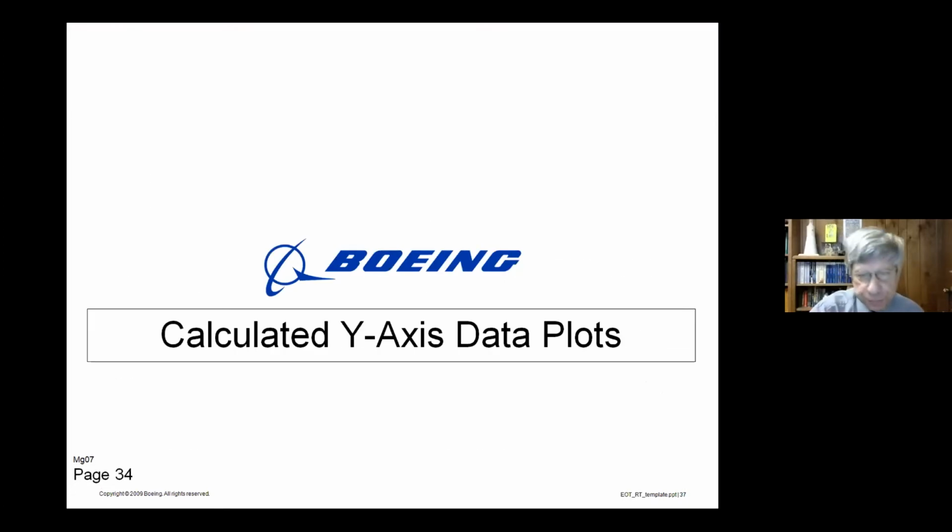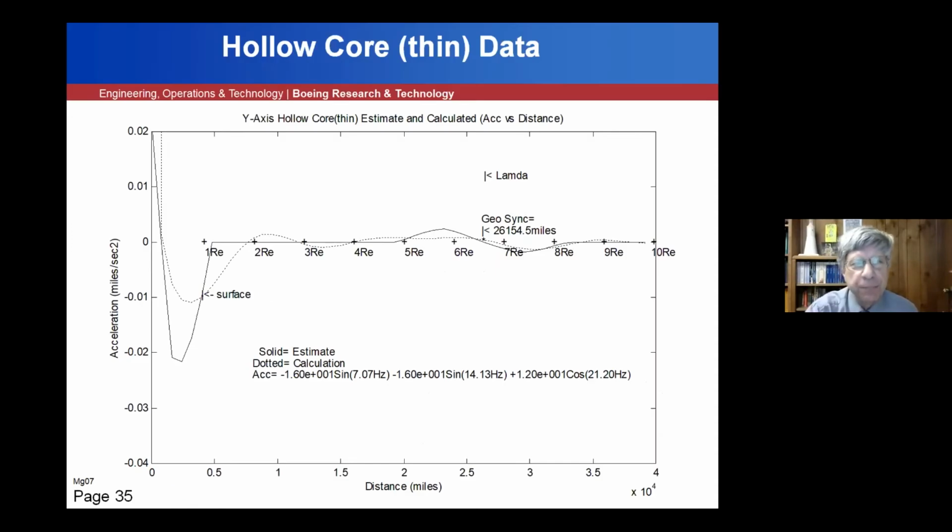So now what we have to do is take our equation that we're generating and compare it back to the data plots for both the X and Y axis for the different core types and see how things start lining up. So this one is for the thin crust, where you have positive acceleration, goes to 0, and then you get the geosync birdie. Okay, now our equation is a minus 16 sine 707 hertz, minus 16 sine 14.3 hertz, plus 12 cosine 21.2 hertz. And that's your dotted line here.